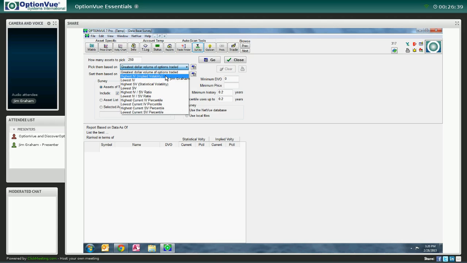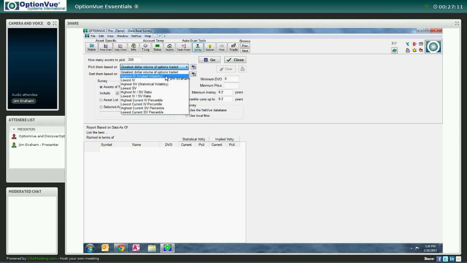And then the last ones are showing the highest and lowest current IV and SV percentile. So here's where you want to look for something in the lowest current IV percentile: the options are really cheap relative to what they've been in the past. Highest current IV percentile would be the options are very expensive relative to what they've been in the past. So in that way, the IV tells you something about the pricing of options.